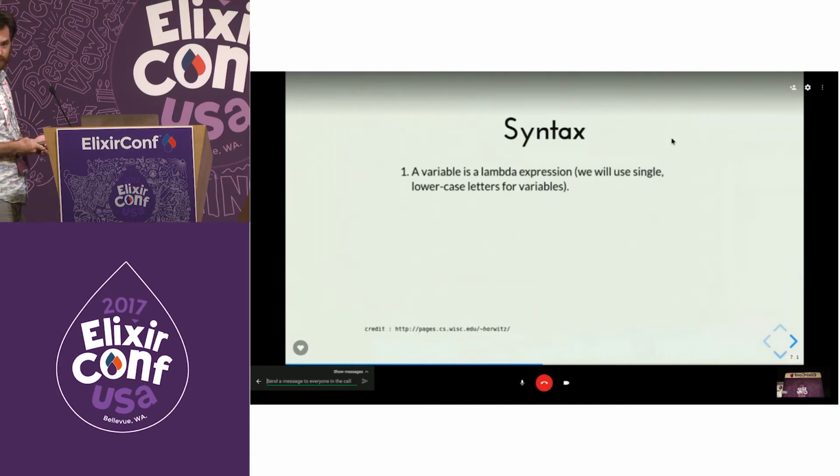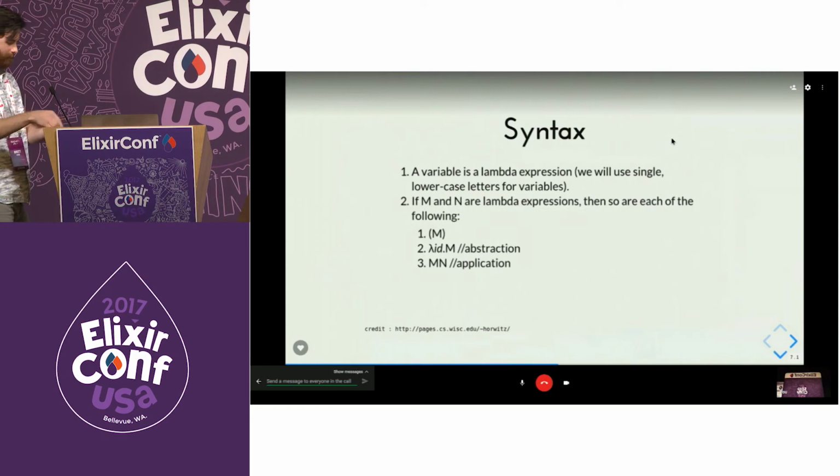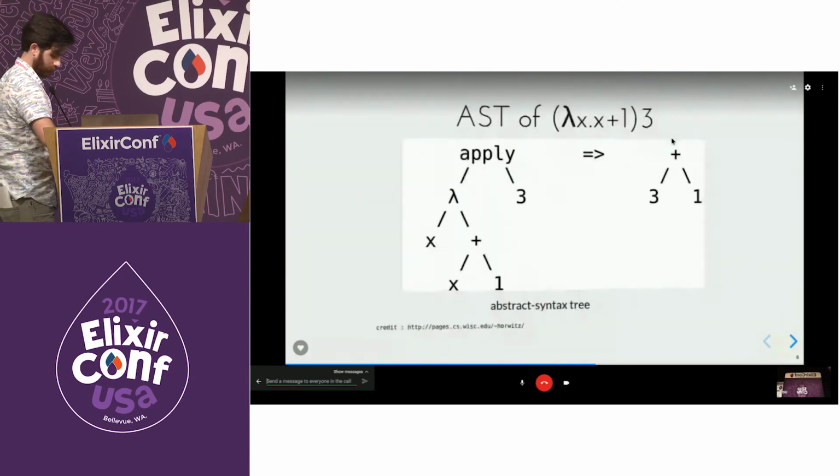Let's look at the syntax of lambda calculus. A variable is a lambda expression, in which we use letters for variables like a, b, z, x, whatever you can use as a variable. And N and M are lambda expressions. Then each of the following is a lambda expression: you use parentheses and the lambda abstraction operator, then pass our formal parameter here, and M is the body, and then we apply N on M, which is the application.